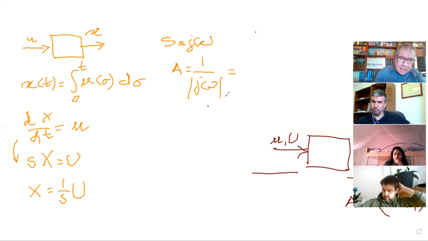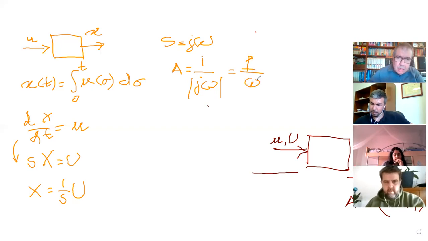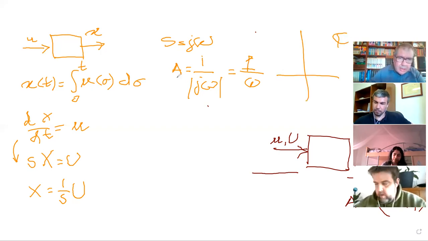If omega is a real number, that's the frequency. The modulus of J omega is what? 1 divided by the modulus of J omega is 1 divided by omega. In this case, if we have the C-plane, where is J omega? J omega is here. So the modulus is just a segment, which is omega.